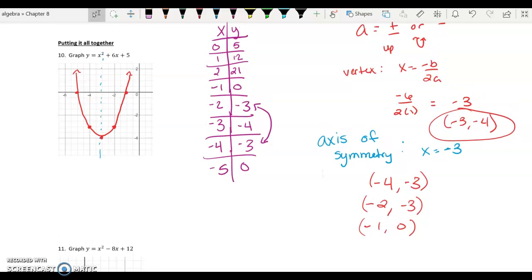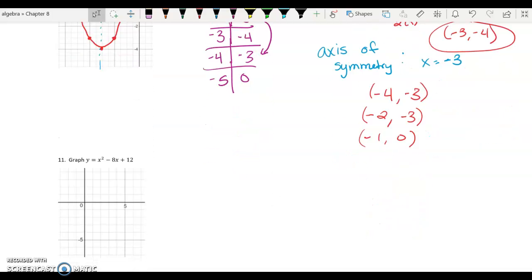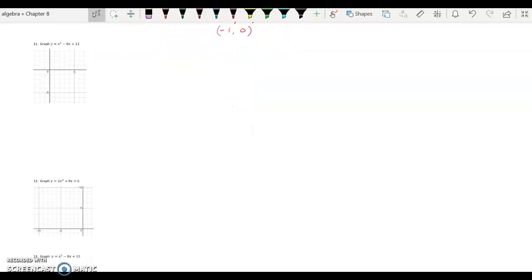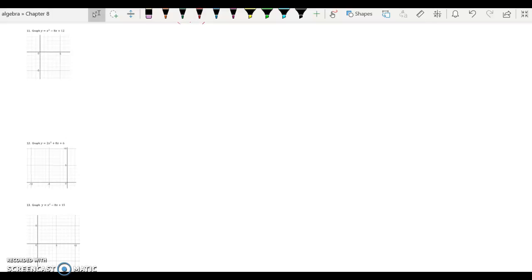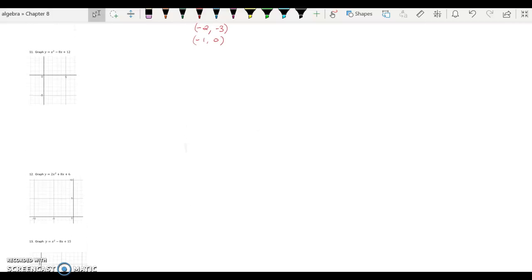So what I want you guys to do is I want you to use this information, and I want you to solve 11, 12, and 13. When you do that, I want you to take a picture of it, and then upload it to Classroom. That'll be your assignment for participation, and that way I know you watched the videos.